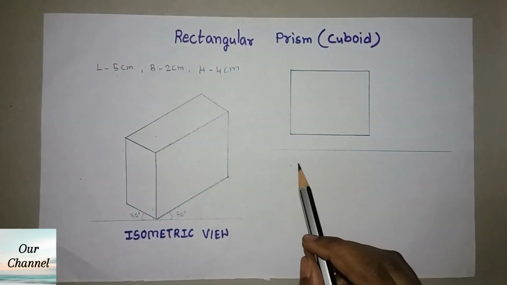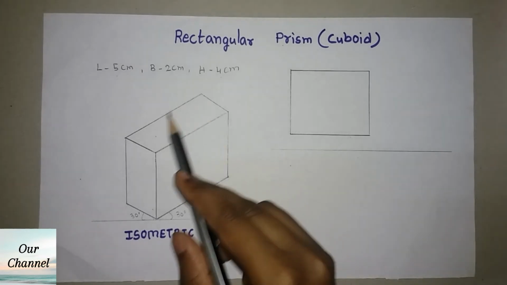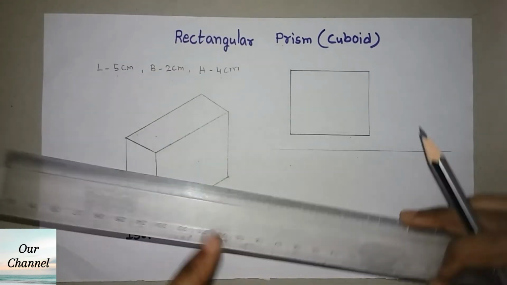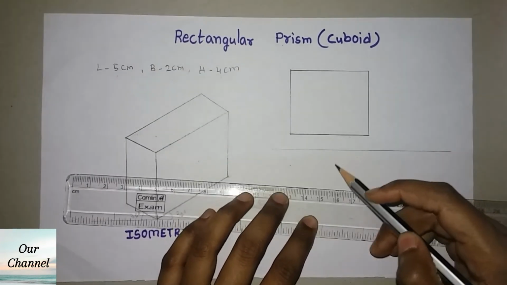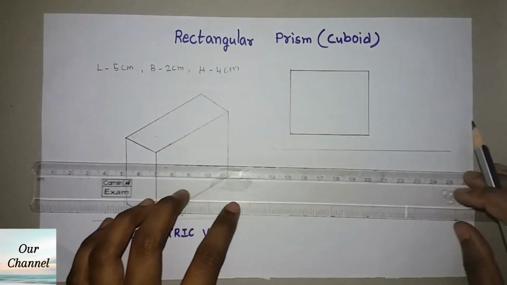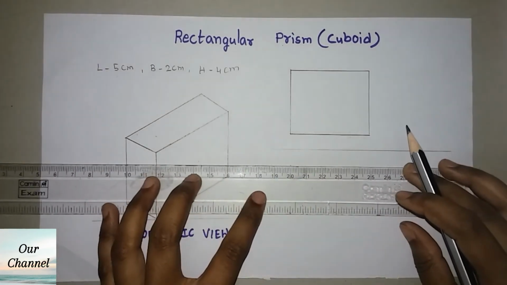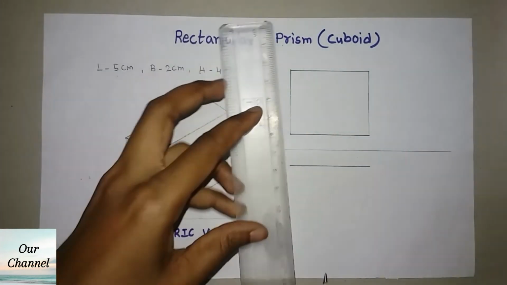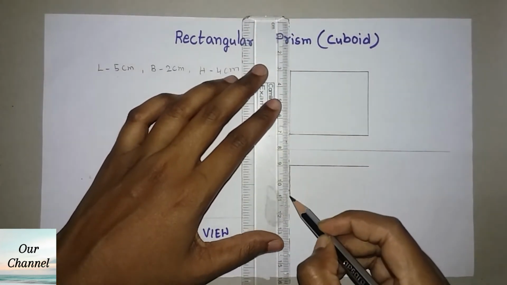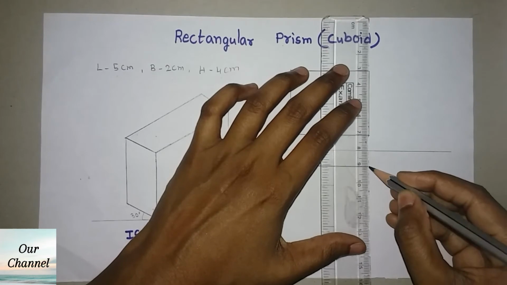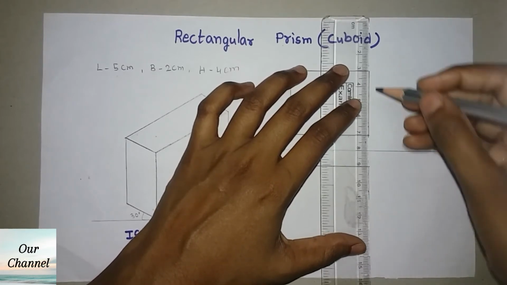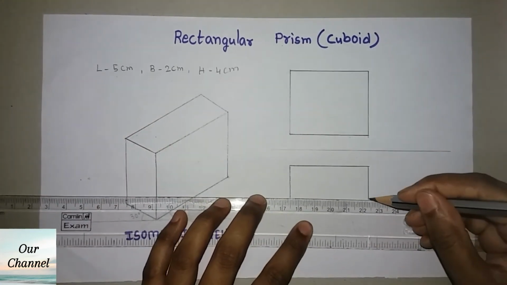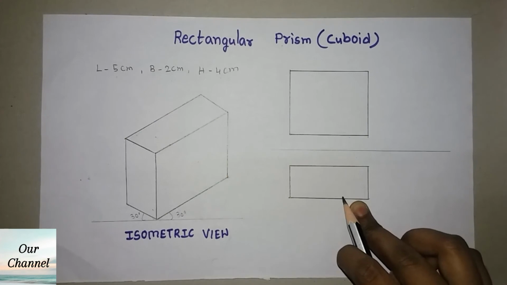Front view is completed, and down we should draw the top view. So this is the top view. Length is 5 centimeters. So first we draw a line which is parallel to this line, that is 5 centimeters, and this breadth is 2 centimeters. Here it is 2, and this side also 2. Make sure that it will align with the front view. And now join these two lines. So this is our top view.